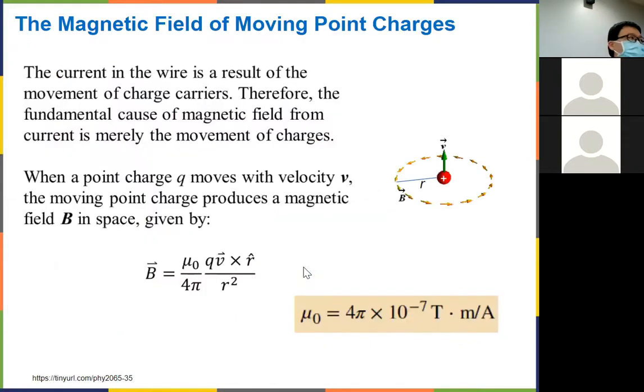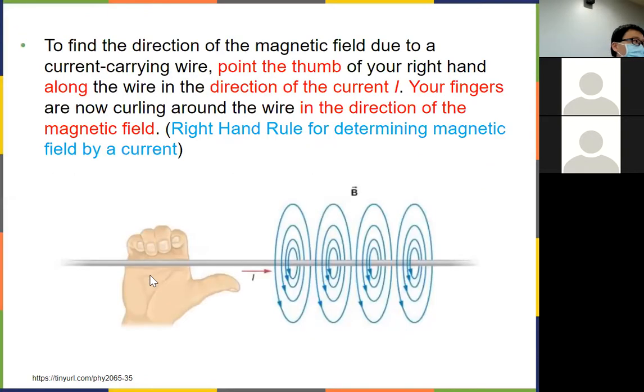Since we have a cross product of two vectors, for the third vector, the resultant vector, you can use a right-hand rule to determine its direction. So if you have a current-carrying wire, that means the positive charge is moving in the direction of the current, and then you can see what the magnetic field is. This is called right-hand rule number 1.